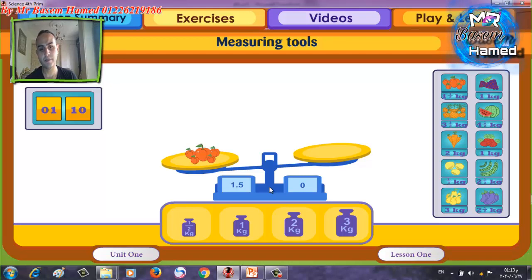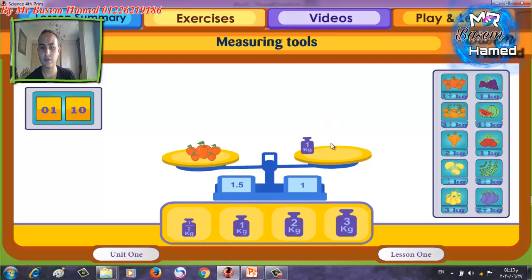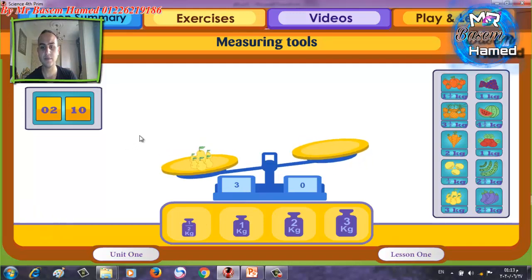So this fruit's mass equals 1.5 kilograms. If we want to make a balance, we use 1.5. So they are balanced. The mass of this fruit equals 3 kilograms. So we use 3 kilograms.